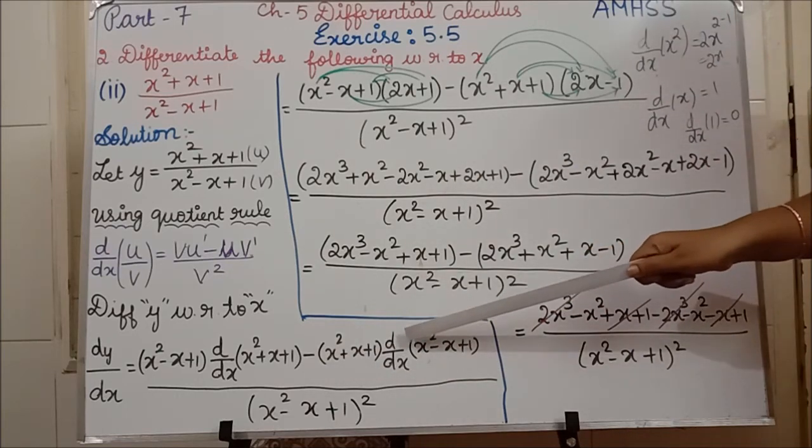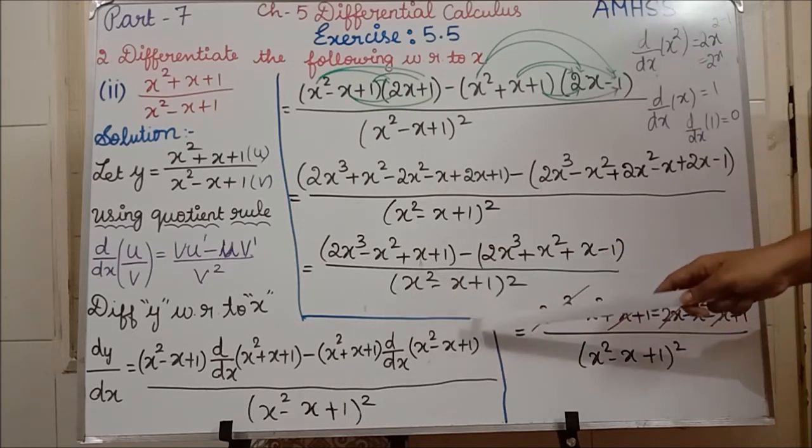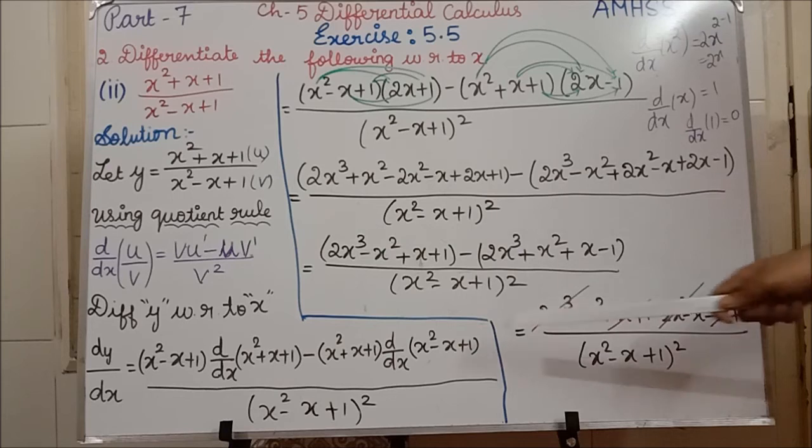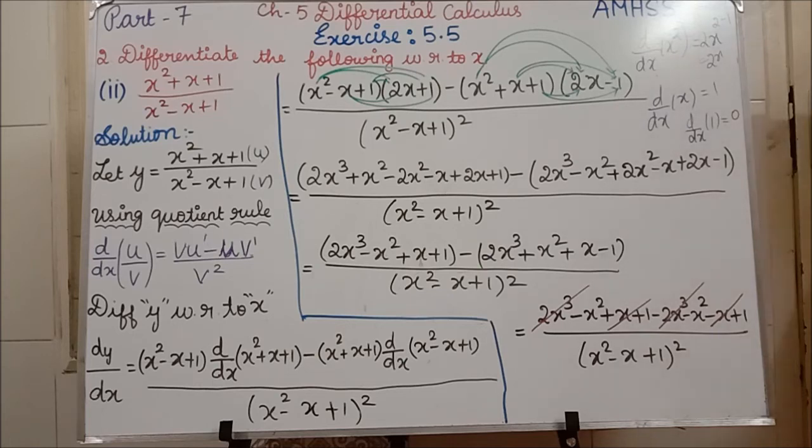Now next we are differentiating d by dx of x square. Again d by dx of x square, the answer is what? 2x. Clear? So I have written 2x. Then d by dx of x is 1. In the middle minus, so minus. So d by dx of 1 is 0, so that we no need to write.